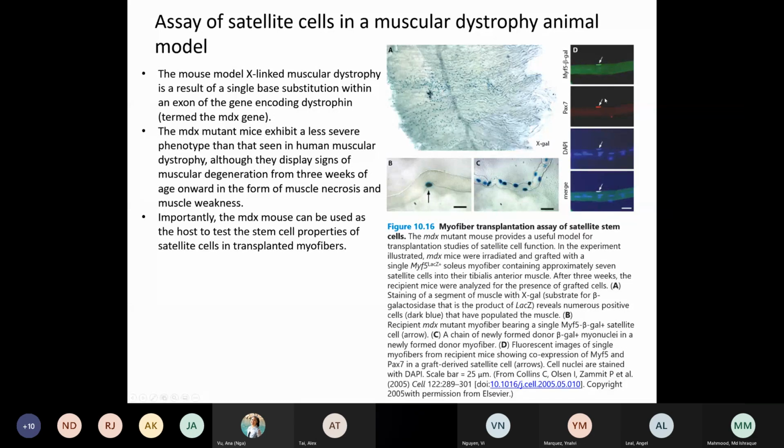So here, it's just to show you, this is from the donor, because only the donor will have this genetic mark there. The donor has positivity for this beta-gal, and this donor cell is also positive for PAX7. PAX7 is a transcription factor specific for satellite cells. So when it is positive, it means it is a satellite cell. That illustration just showed you the donor cell is a satellite cell. It proves it is a satellite cell.